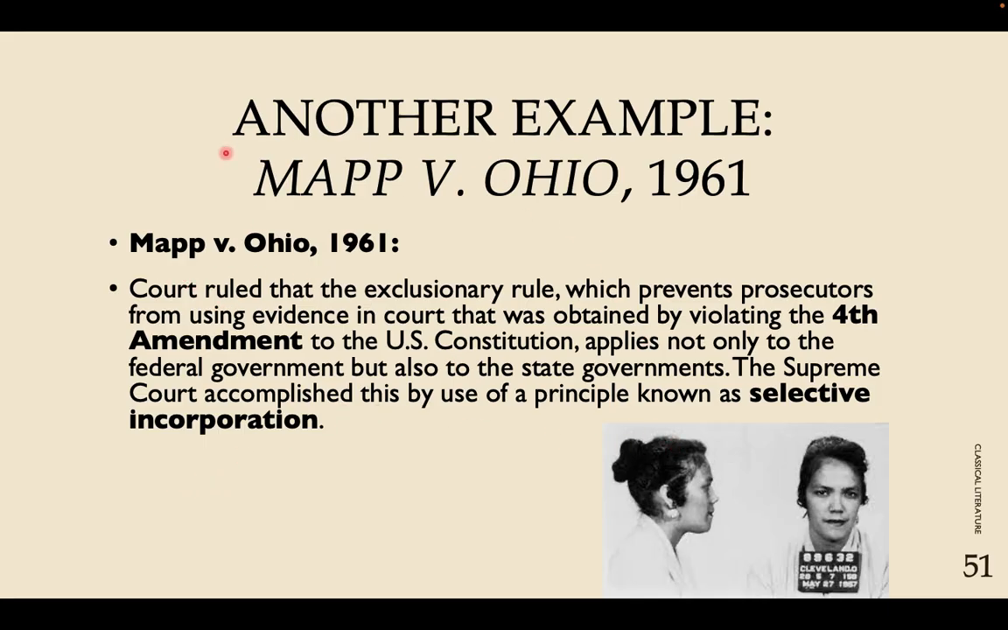So in this case, Mapp v. Ohio, 1961, the court ruled that the exclusionary rule of the Fourth Amendment applied to the state governments as well. So they couldn't just find random evidence and bring that up as something to convict this person. They had to actually have reasonable suspicion and get a court warrant to look for those things. So in this case, this was good for her.